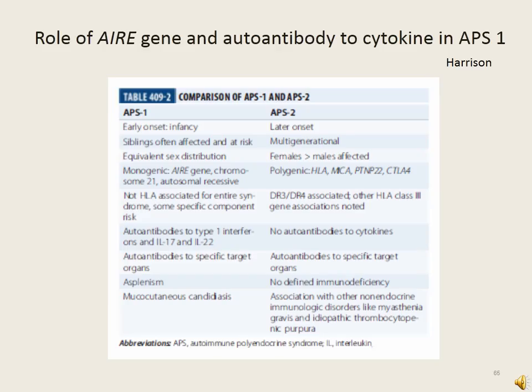This slide shows the table that demonstrates the comparison of APS1 and APS2. Overall, from this table, you will see that there is the role of the AIRE gene and the role of autoantibody to cytokines, for example, to IL-17 and IL-22 in APS1, but none for APS2.